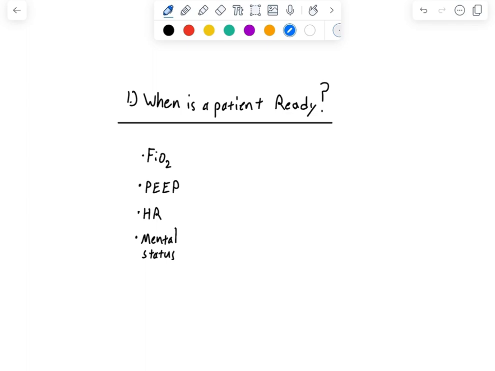So the first thing a patient will need to demonstrate in order to qualify to even be ready for an SBT is they need to have an FiO2 that is less than or equal to 50%. You would like to have a patient on a PEEP that's less than or equal to 10. Now, I've also heard from an attending that they like to see it 8 or less. So again, maybe just depending on the institution you're at, this could be different. Also, you want to see a heart rate that is lower than 140. And then for mental status, is the patient arousable? All right, so if a patient is meeting these criteria, generally it's safe to say that they are ready to attempt a spontaneous breathing trial.